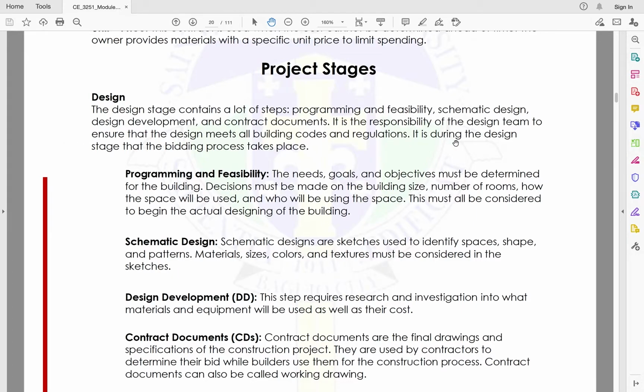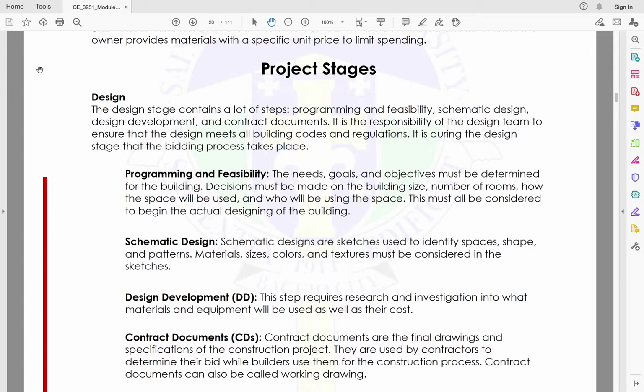Okay? So it is the responsibility of the design team to make sure that everything meets all the codes and regulations. It is during this design stage that the bidding process takes place. Okay? So bakit dito nagkakaroon ng bidding process? Kasi dito natin pwedeng i-check yung ating capability na babaan yung pricing in terms of sa bidding natin. Okay? So yan. Or saan tayo pwedeng magbawas, saan tayo mas pwedeng makamura yung client in terms of pricing. Okay? So dito nagkakaroon ng adjustment in terms of sa design.